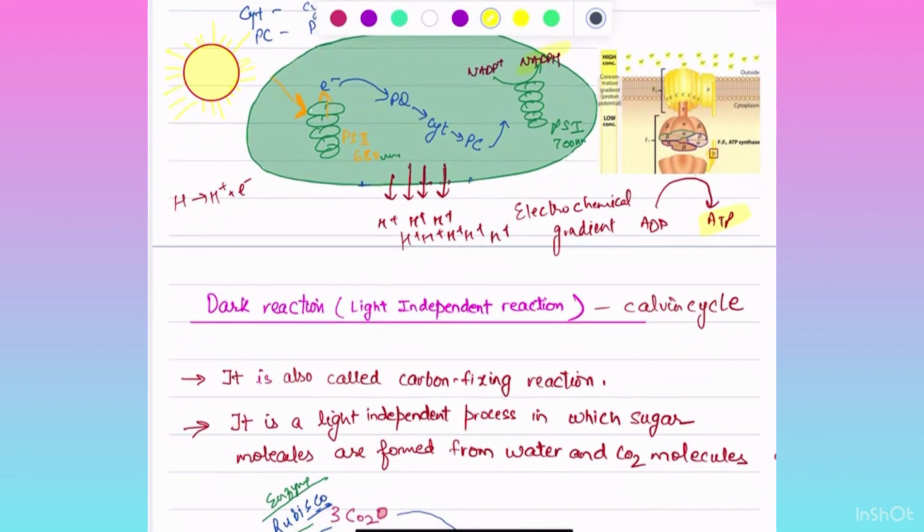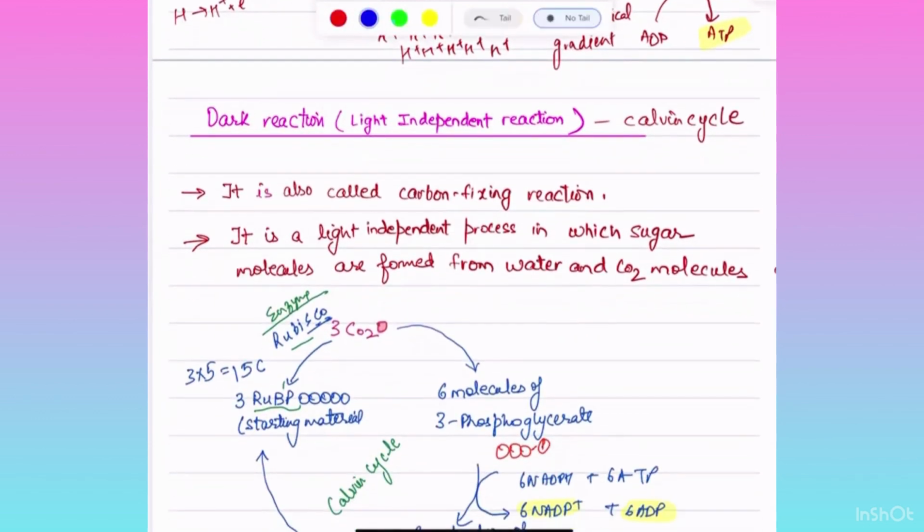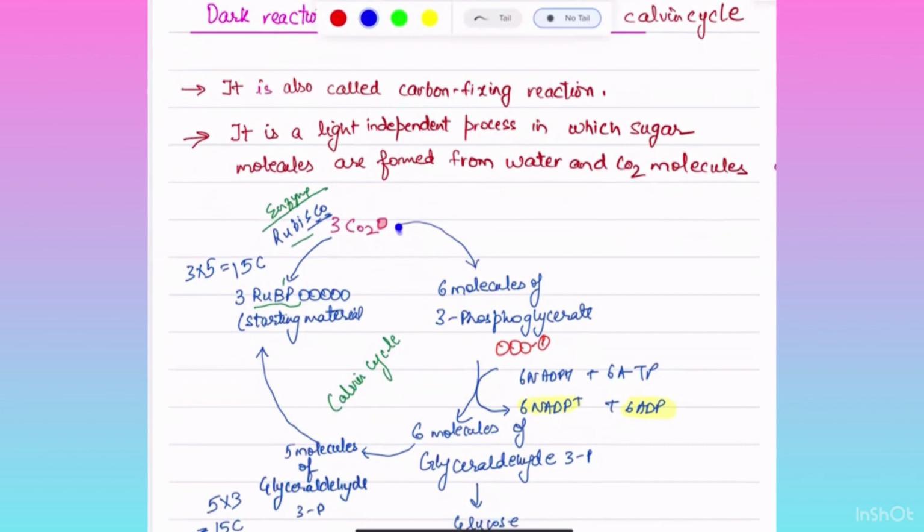These ATP and NADPH are used during the night in the Calvin cycle, also called the dark cycle and the light independent reaction. It is also called the carbon fixing reaction. So in the Calvin cycle, which is a light independent process, sugar molecules are formed from water and CO2. The carbon dioxide from the atmosphere is fixed with the help of the enzyme Rubisco. This enzyme Rubisco helps in interacting with the starting material of the Calvin cycle, that is ribulose bisphosphate.